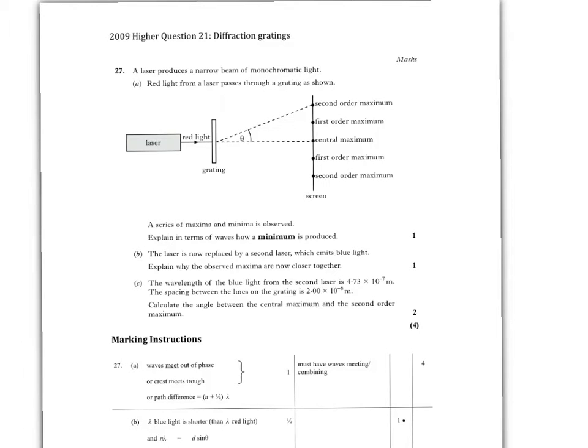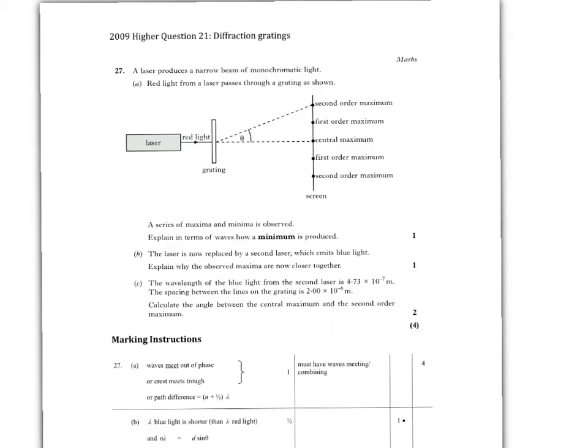I'm going to run through a simple diffraction gratings exam question, and I hope that this will be of some use for you if you are attempting any other kind of diffraction gratings question, such as the one I give you for homework. So this is from 2009, question 27. What you have is a laser producing a narrow beam of monochromatic light. Monochromatic, obviously that's one of these words that you should know the meaning of, a single wavelength.